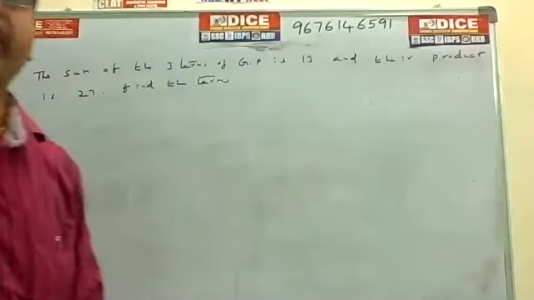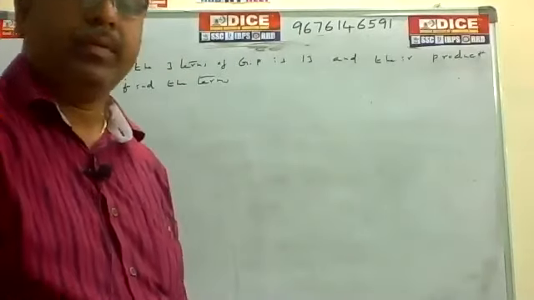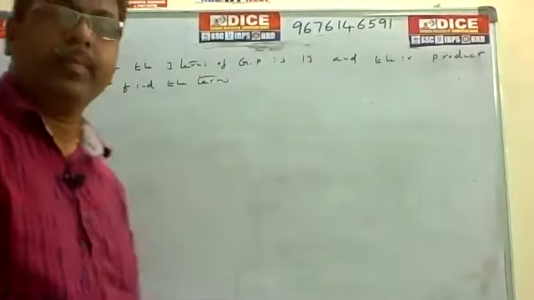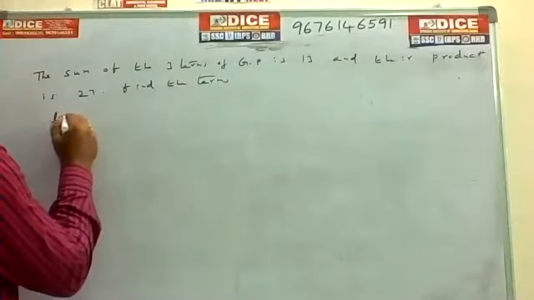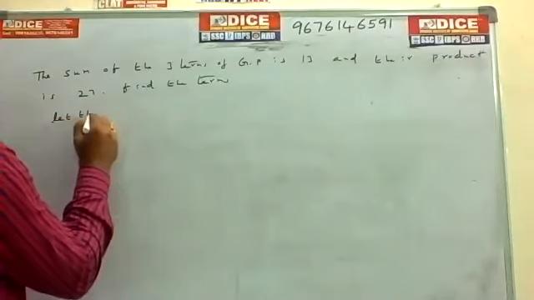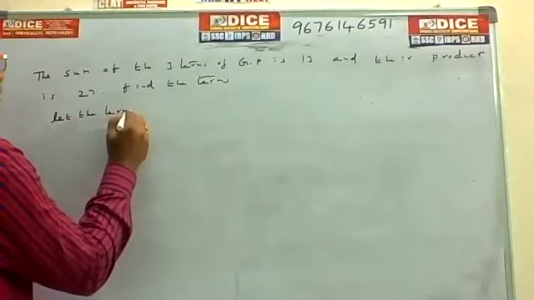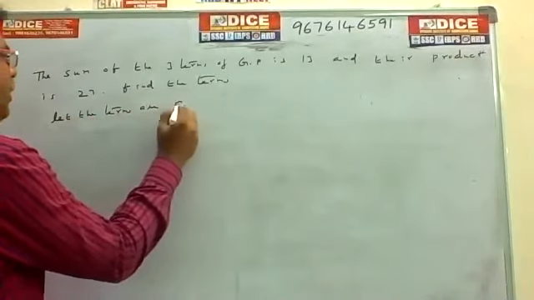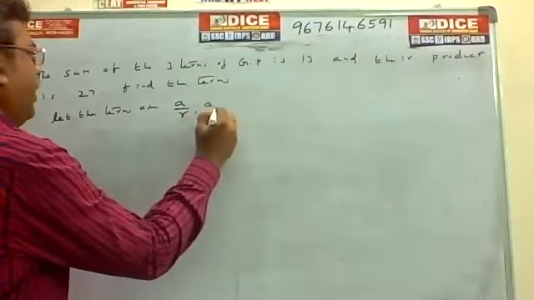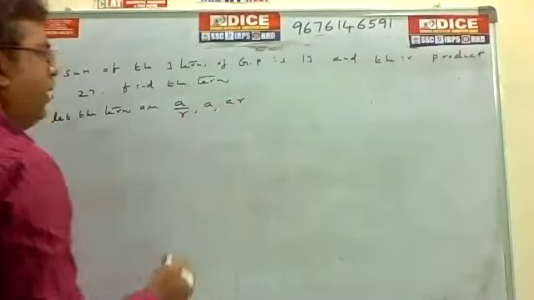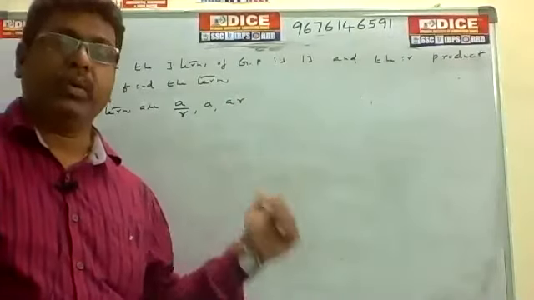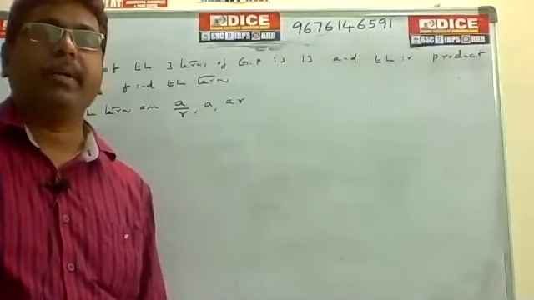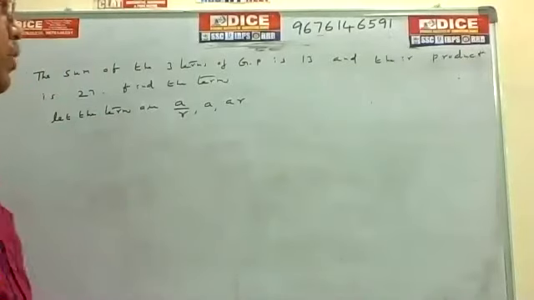See here, how can you do this one? I will tell you. Let us assume that the three terms are in GP. Let the terms be A by R, comma, A, comma, AR. Let us assume just for this. You can assume the terms like this one. So what is the first condition?